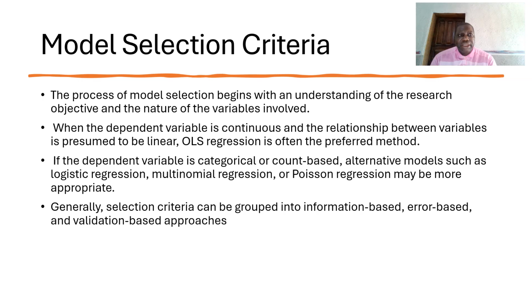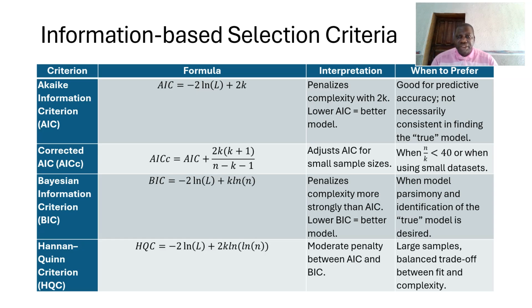No matter the model we use, we can run OLS on a series of models, or logistic on a series of models, and so on and so forth. But as long as we have more than one model, then we have to get a preferred model using certain selection criteria. Generally, the selection criteria can be grouped into three: the information-based selection criteria, the error-based, and the validation-based criteria.